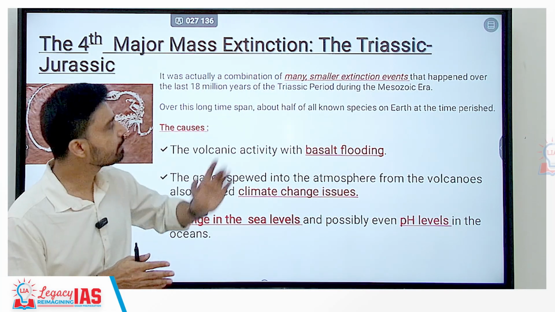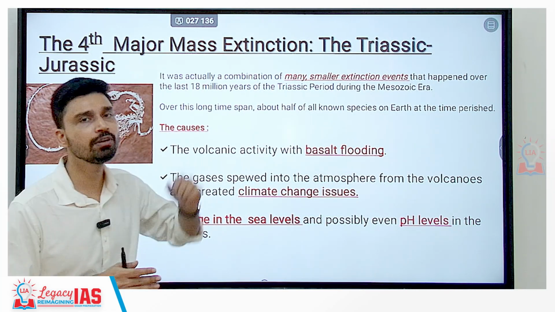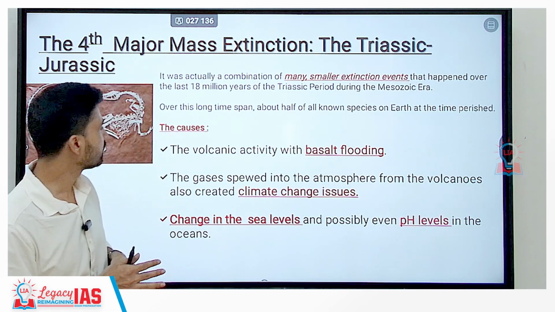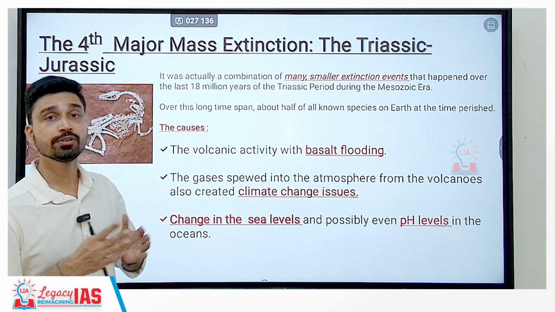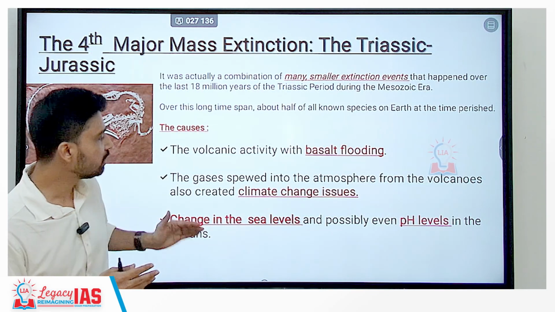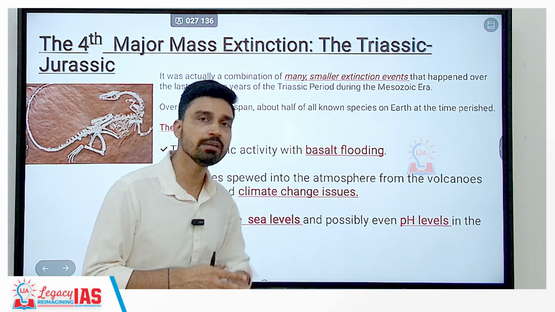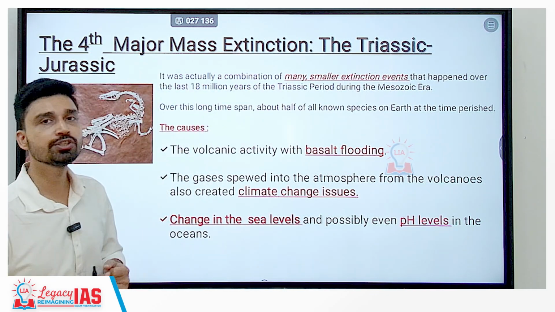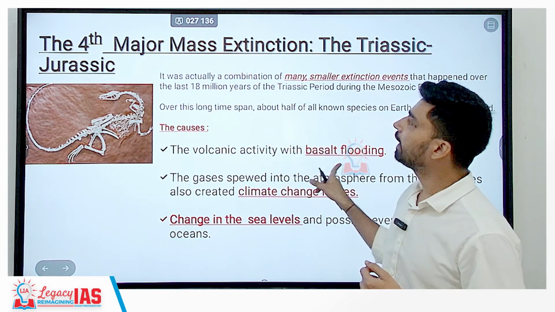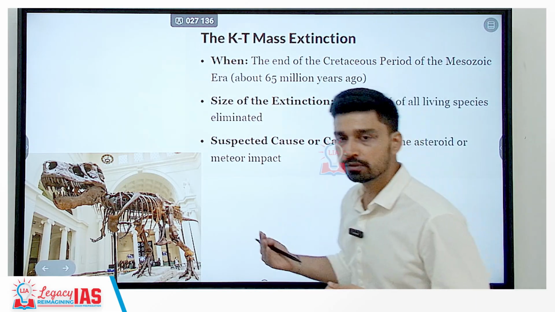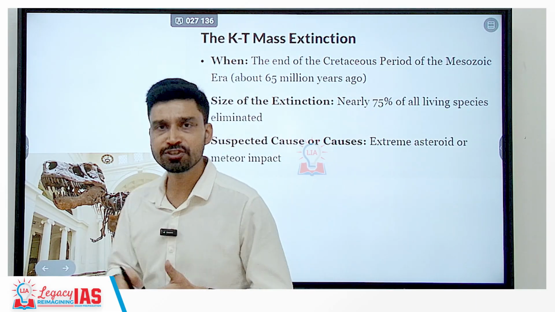Over this long time span, as we have discussed, almost 50% of living species became extinct. The causes, as we have discussed, are basalt flooding, climate change related to the volcanic eruption, and change in sea levels and possibly even pH levels, which are the major reasons behind such a catastrophic mass event. And thus by the end of this period we have the end of this mass extinction event.